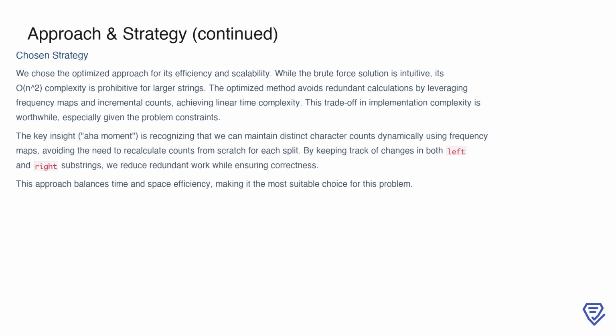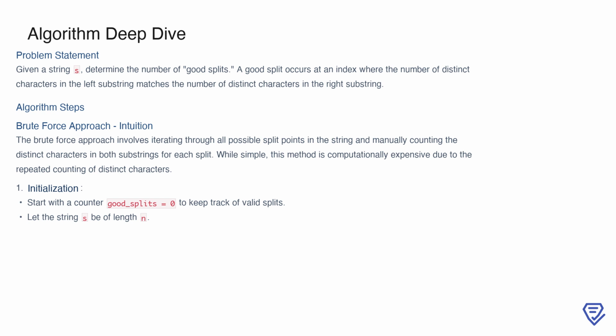In this problem, we're tasked with determining the number of good splits for a given string S. A split is considered good if, at the split index, the number of distinct characters in the left substring is equal to the number of distinct characters in the right substring. To solve this, we can start with a brute force approach.